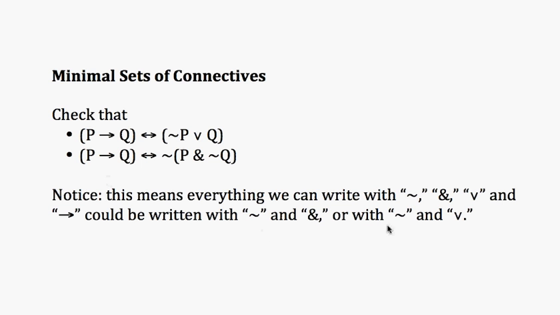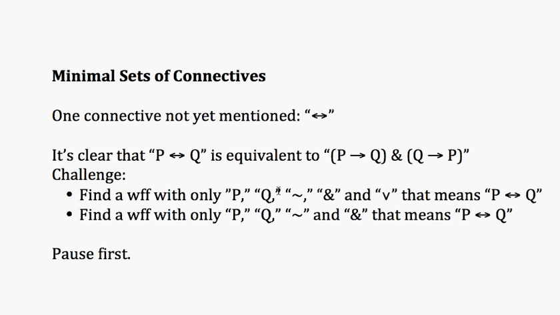So there are various ways we could slim things down here. We could pick just not and and, or just not and or. For that matter, we could define or in terms of if-then, or define and in terms of if-then. We've got these various minimal pairs. We haven't mentioned the connective double arrow yet.